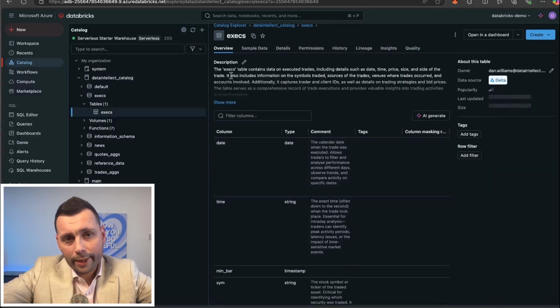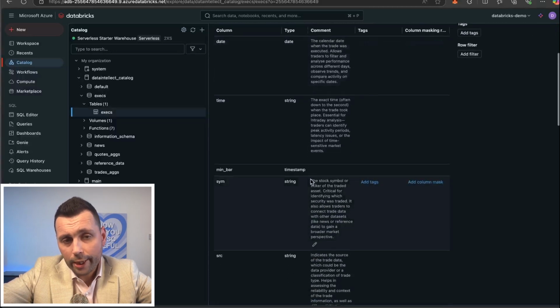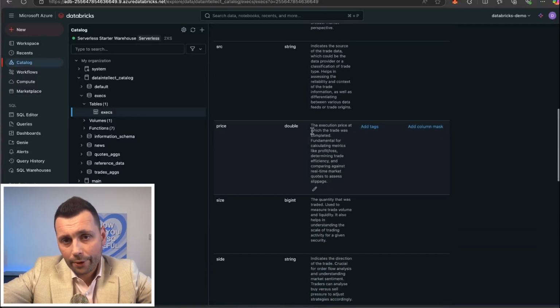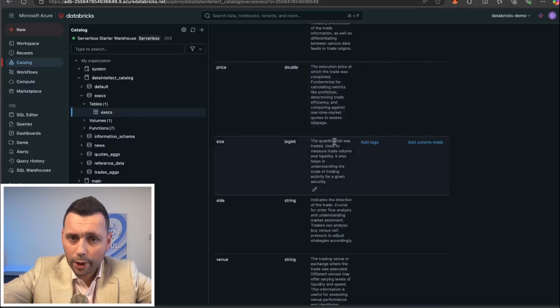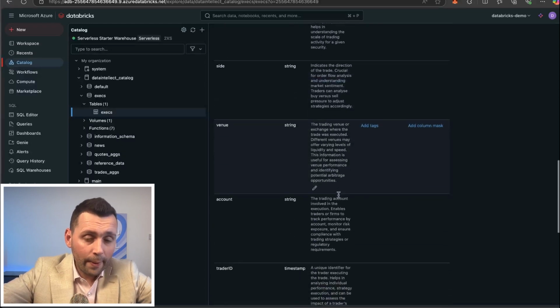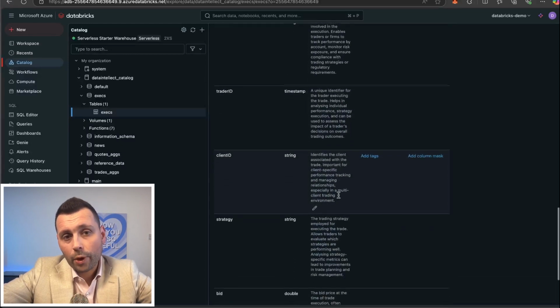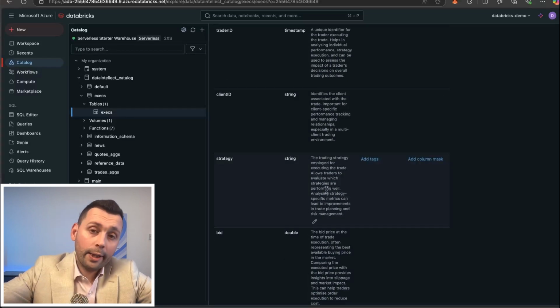Here I already provided it with a description for each of these columns. For example, the execution price at which the trade was completed, or the size, the quantity that was traded, used to measure trade volume and liquidity. So I give it some context around what these columns are and what they are useful for.